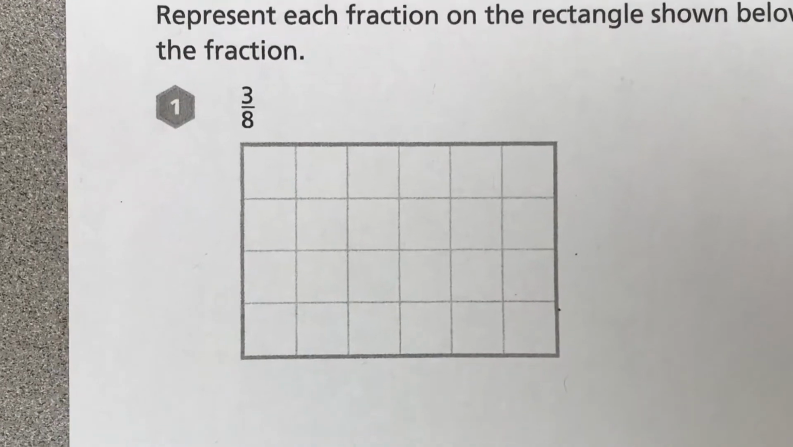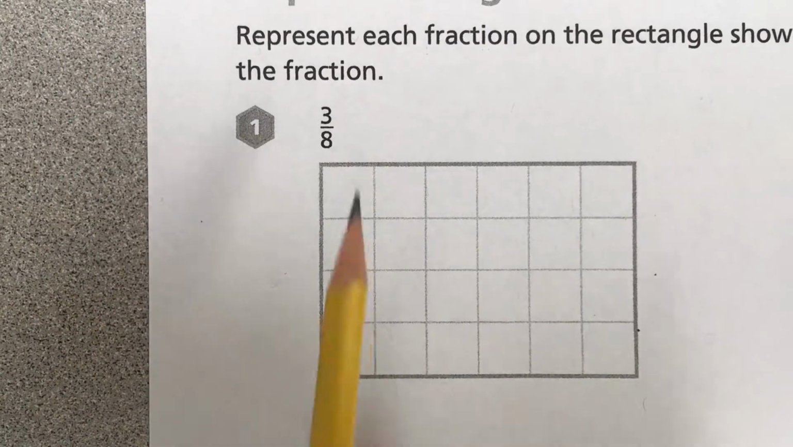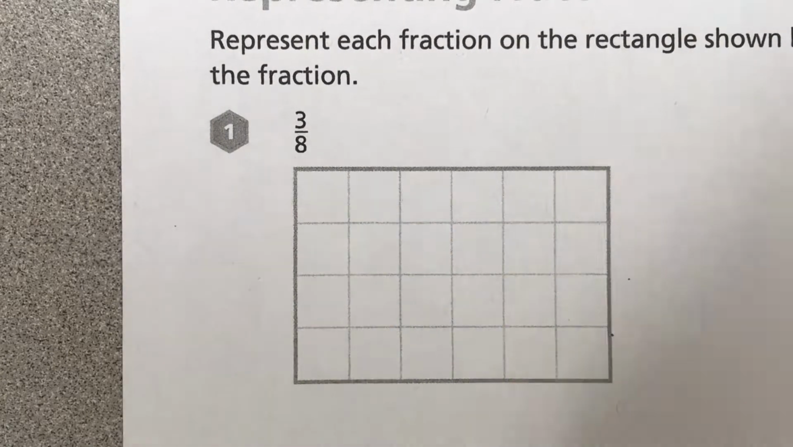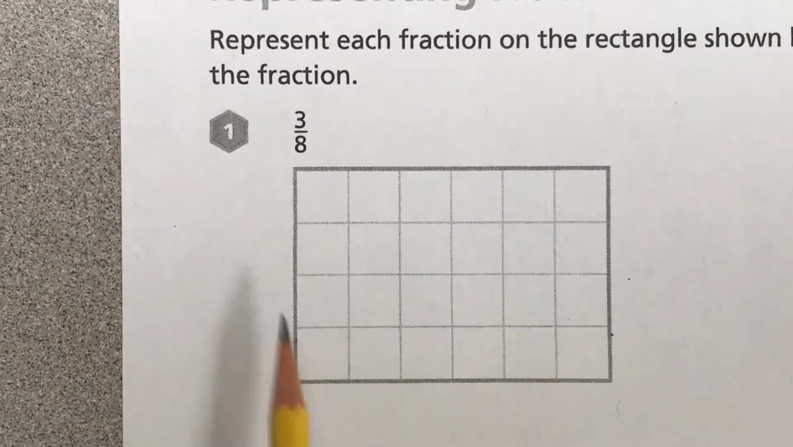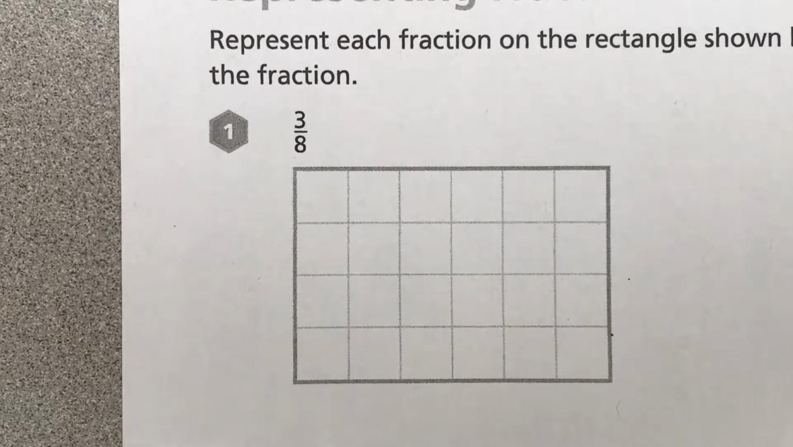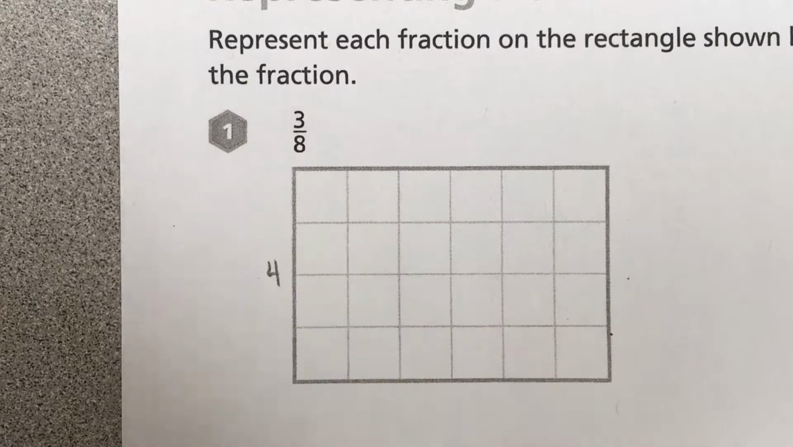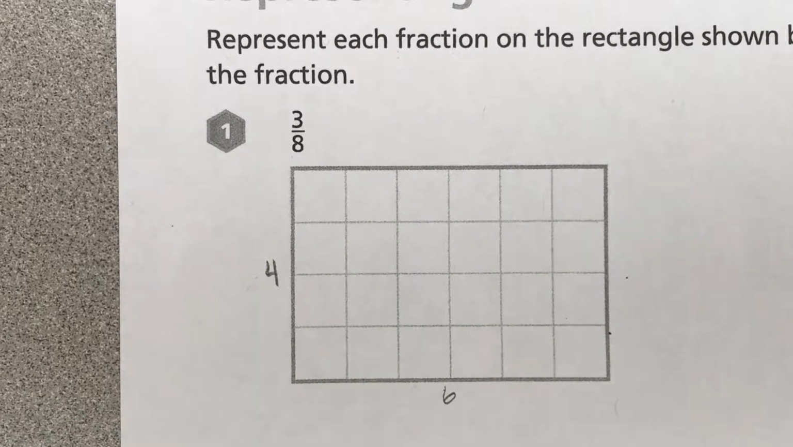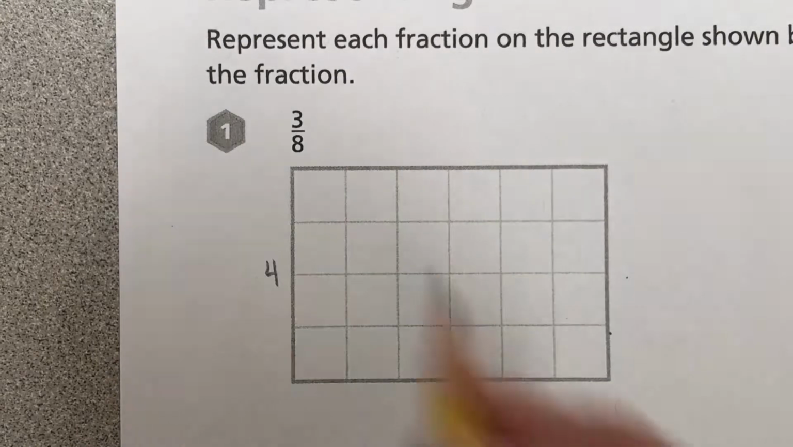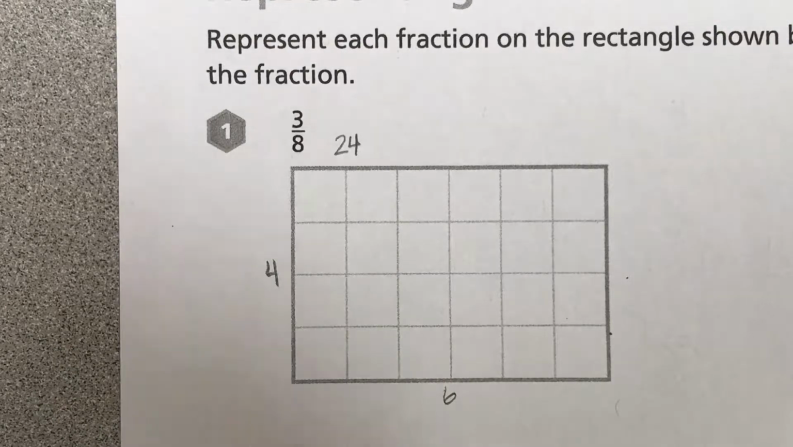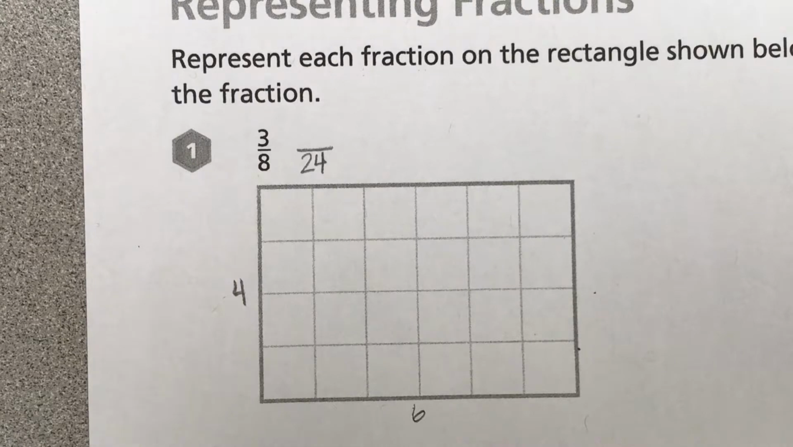So let's zoom in on problem 1. We can see here that the fraction that they gave us is 3/8. Now, in order to represent 3/8 on this rectangle, we need to know how many squares are in this rectangle. All right, so we can see that there's 4 squares high and 6 squares wide. So that means there are 24 squares all together. Okay, so here really what we're looking at is equivalent fractions.